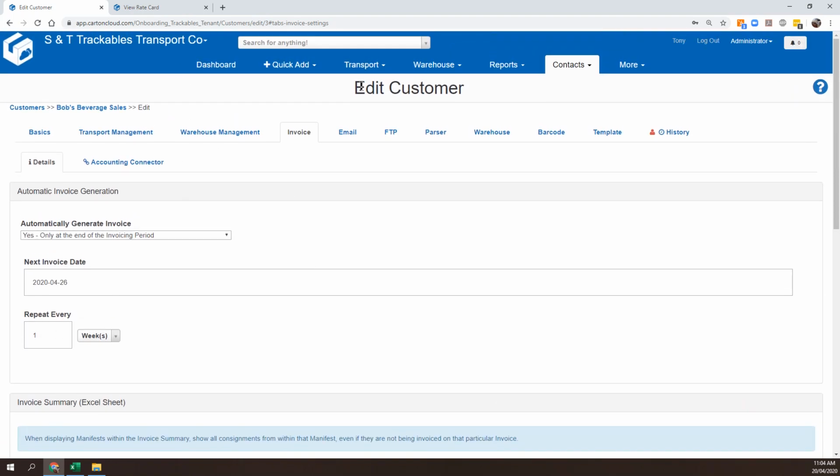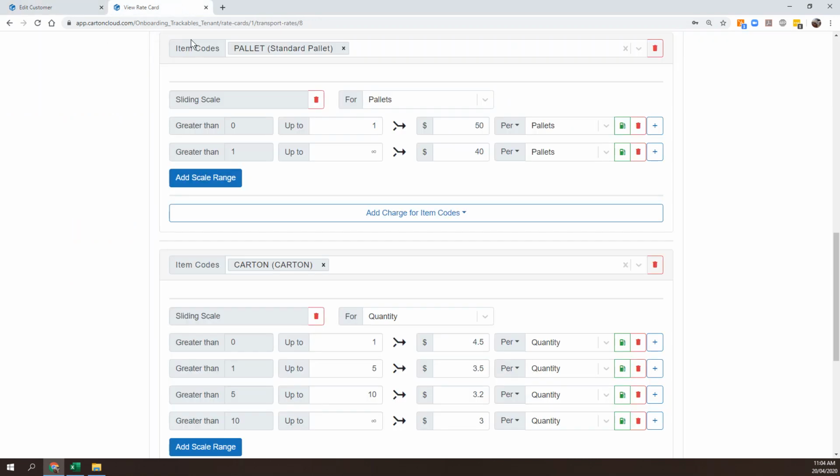So what this means is if we were to have a look at the rate card here for Bob's Beverage Sales, we actually have sliding scale for pallet rates. So a single pallet would be $50 and anything more than that would be $40. And we have something similar for cartons down here.